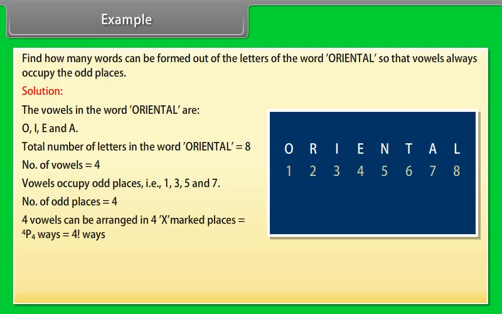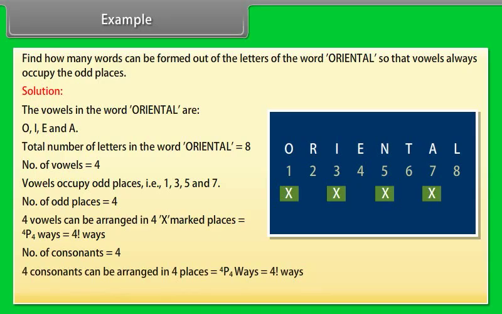4 vowels can be arranged in 4 marked places is equal to 4P4 ways is equal to 4 factorial ways. Number of consonants is equal to 4. 4 consonants can be arranged in 4 places is equal to 4P4 ways is equal to 4 factorial ways. Required number of words is equal to 4 factorial into 4 factorial is equal to 24 into 24 is equal to 576.